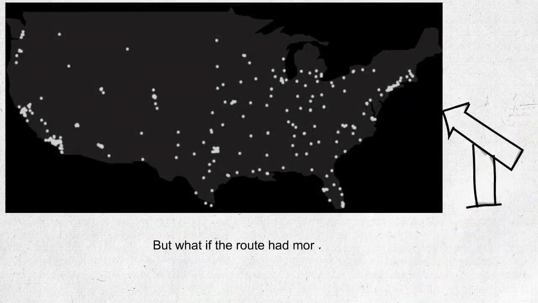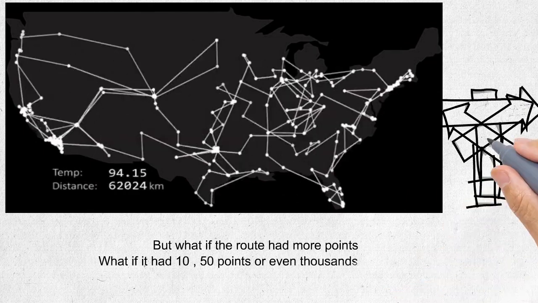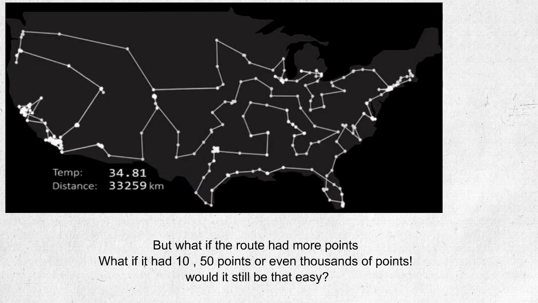But what if the route had more points? What if it had 10, 50, or even thousands of points? Would it still be that easy?